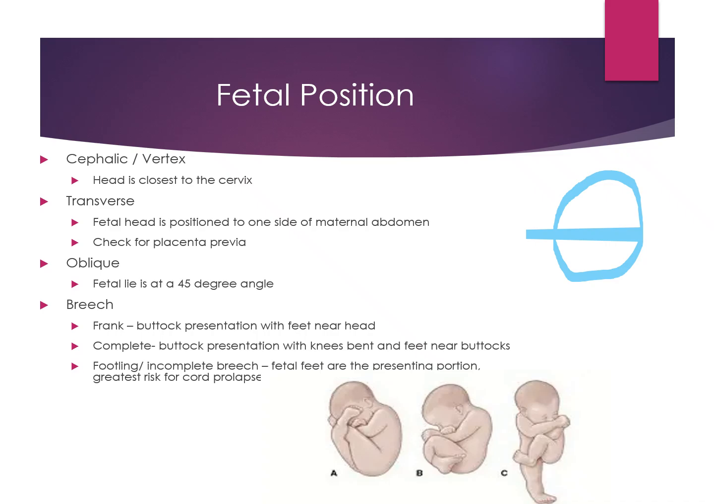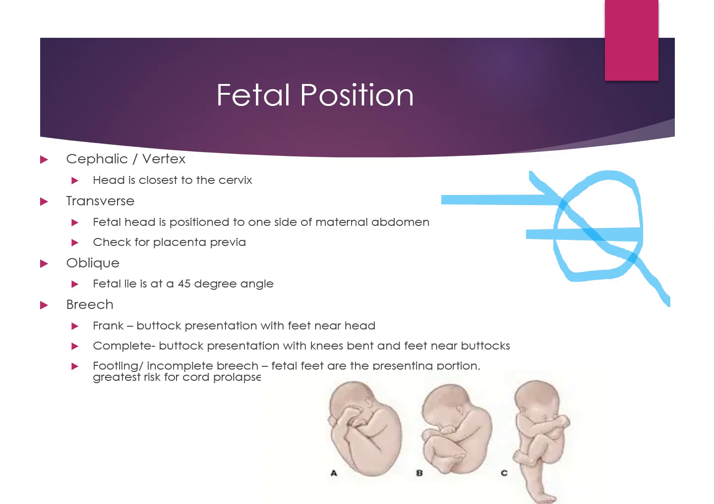In oblique, it's going to be at an angle like this, where it's not straight up and down, and it's not transverse. It's instead at a 45-degree angle. So again, we need to know, where is baby's head? Is baby's head at the inferior margin or the superior margin? And then we have breech. Breech is when the baby's buttocks is closest to the cervix.